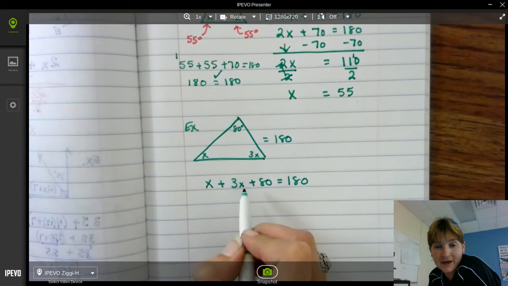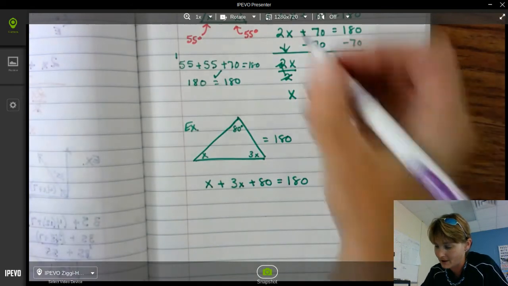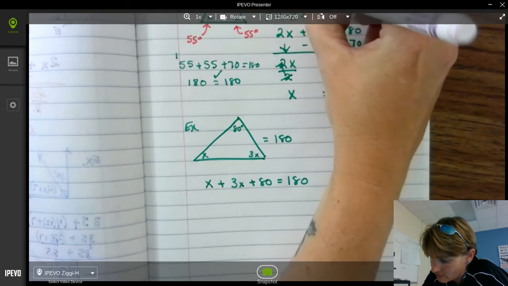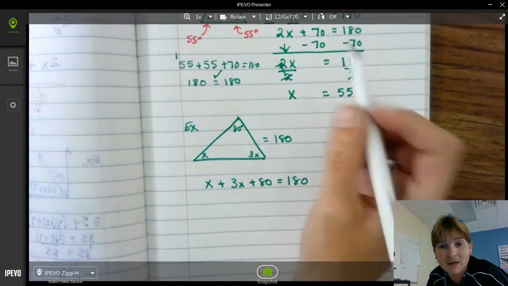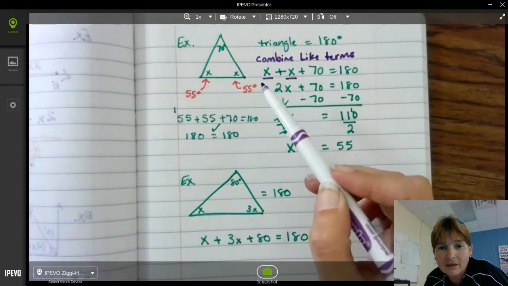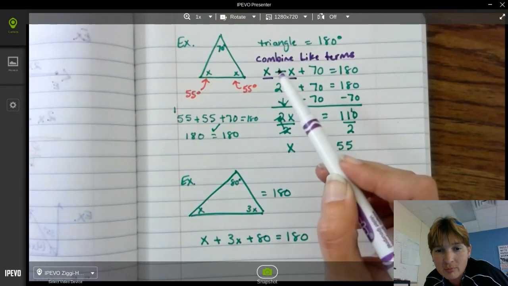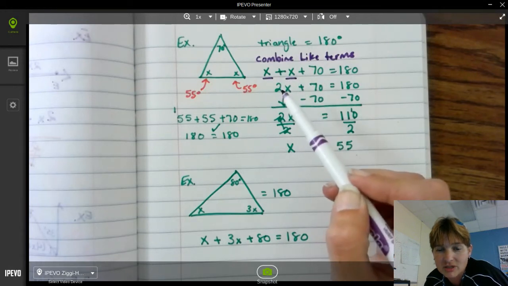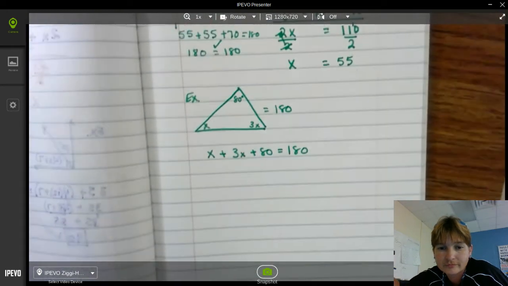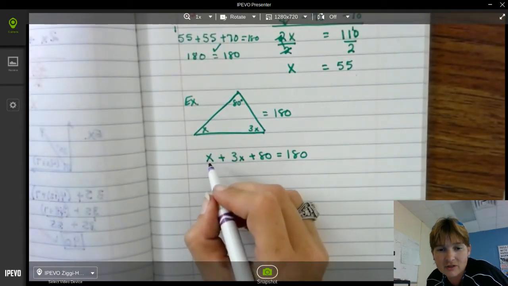Well, x plus 3x. Here I'm combining like terms. Here I combined like terms too. So let me go ahead and write that. Combine like terms. Combining like terms is when they look the same. This is the variable, which becomes a coefficient. These are constants.